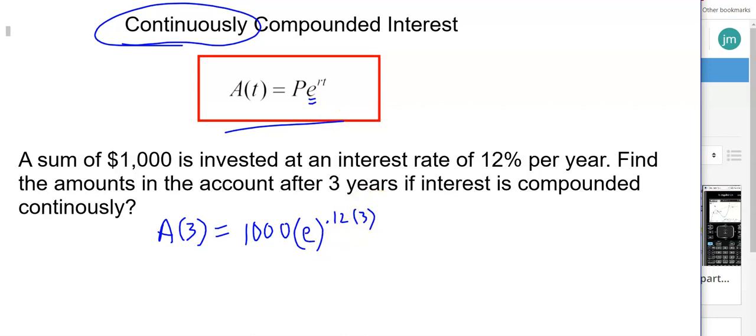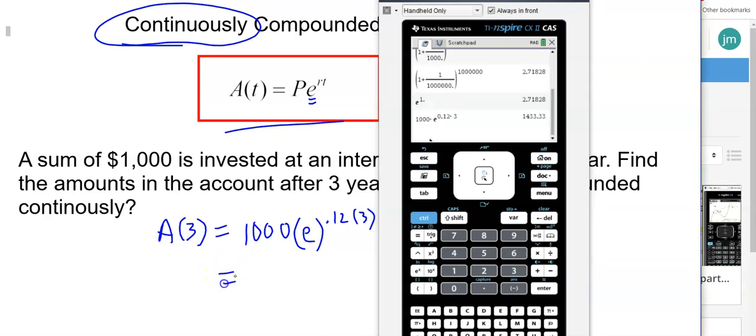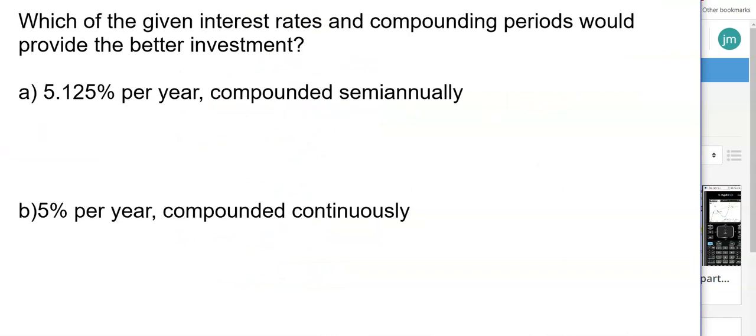So then you just get your calculator out, and you go, let's see, so 1,000 times e to the power of 0.12 times 3, which is 1433. And part of the reason you're getting so much money right there is your interest rate is 12%, which is pretty crazy. So that's the formula that you need for compounding. So let's just compare these two rates.